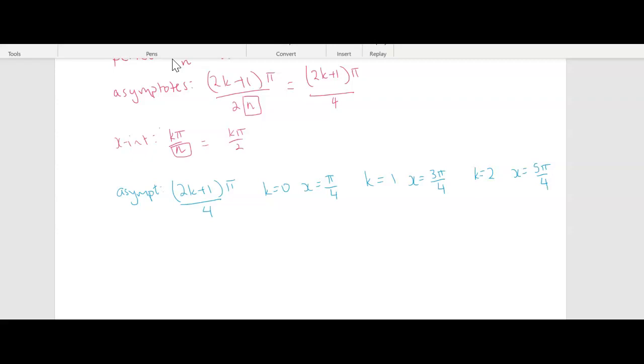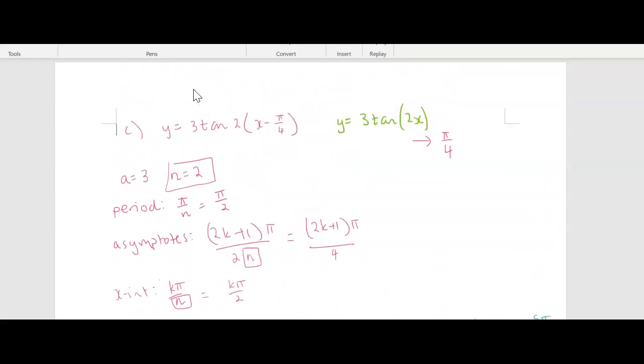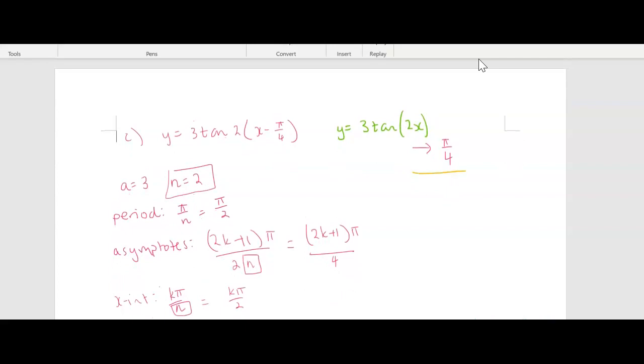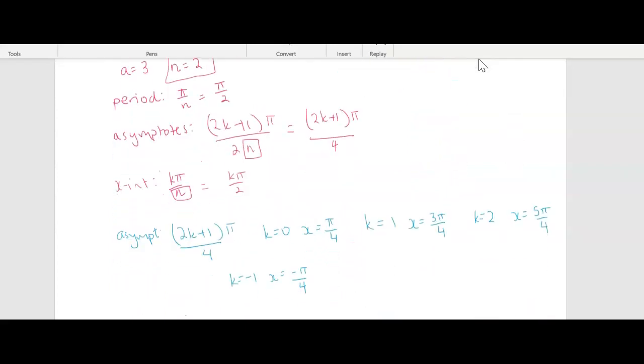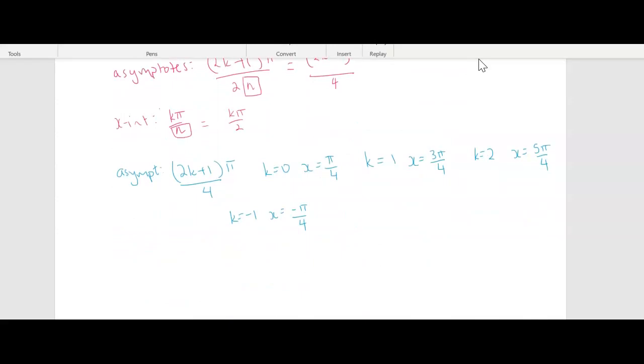I'm just wondering if I do k equals -1, I might just do that for fun. K equals -1, so -2 plus 1, we've got negative pi on 4. So there are our asymptotes without the transformation. Remember, we've got to shift it to the right pi on 4, so to all our asymptotes we need to add pi on 4. So we're going to go plus pi on 4, plus pi on 4, plus pi on 4, and plus pi on 4 for this one.